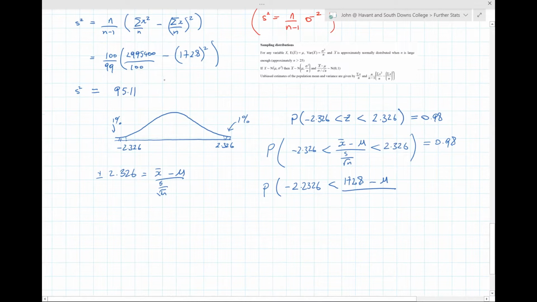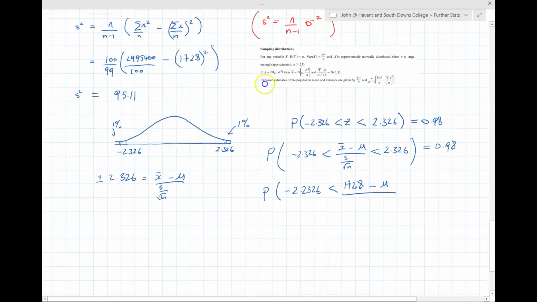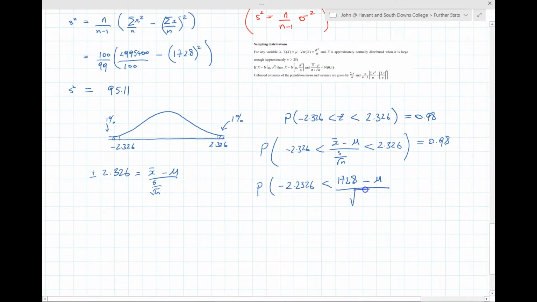So many times I see students mixing things up with variance and standard deviation. Think very carefully. This is the variance, so the standard deviation is the square root of that. And we've got the square root of n, and n is equal to 100 in this case. So we actually have the variance, 95.11, divided by 100. And that's lying between these two values, equals 0.98.